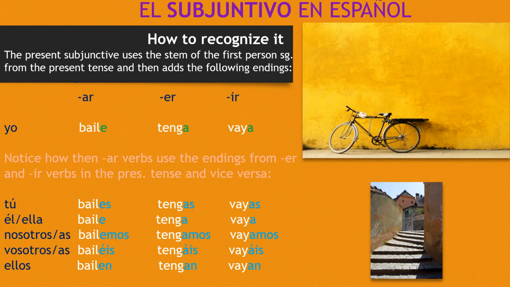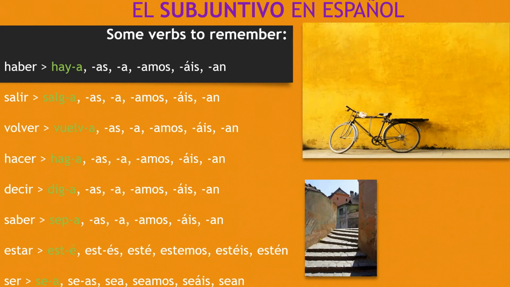Okay. Now let's look at some other verbs. So haber, which can be either the auxiliary to have, I have been, or it can be translated as there is or there are. So remember, there is in the present tense is hay, right? So you keep that here, okay? Remember that hay, H-A-Y, and you keep it here. So que haya, and then you keep the same endings as before. So a, as, a, amos, áis, an.